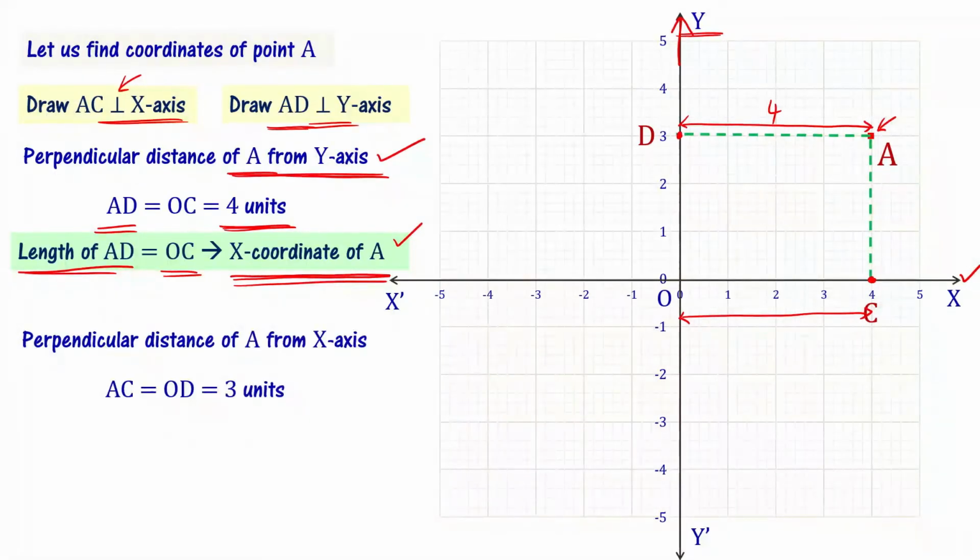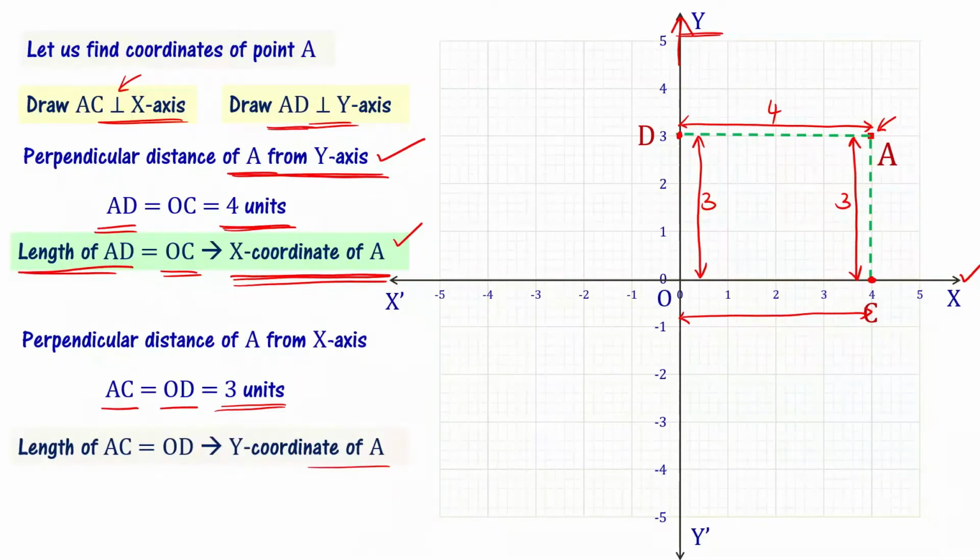Similarly, the perpendicular distance of A from x-axis, or D from x-axis, is 3 units, right? That is AC equal to OD equal to 3 units. This 3 units length is called y coordinate of A. Look, perpendicular distance of A from x-axis is called y coordinate of A.